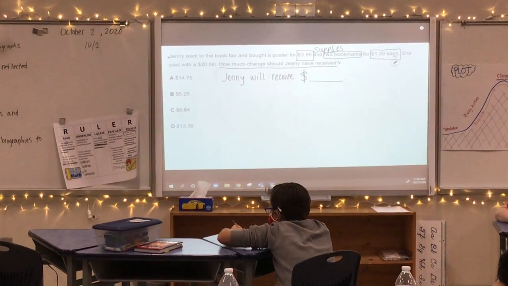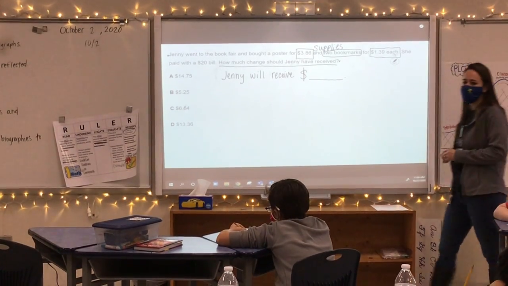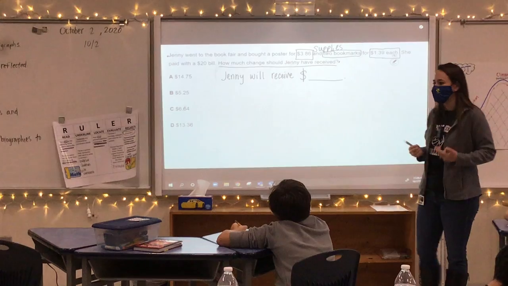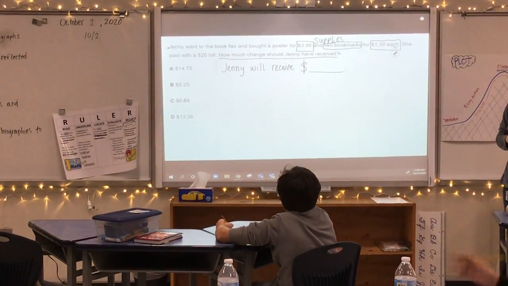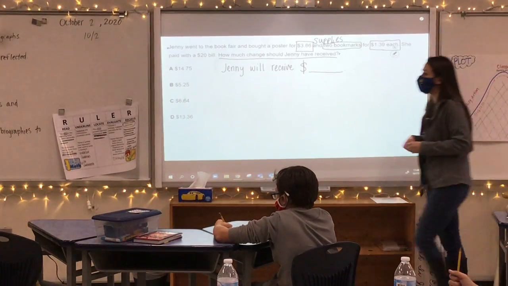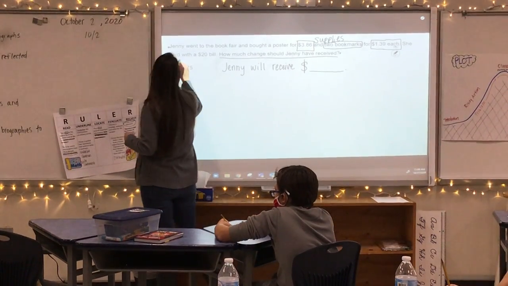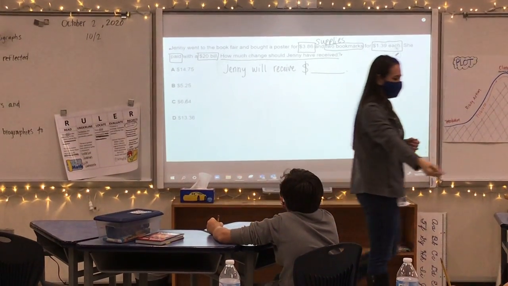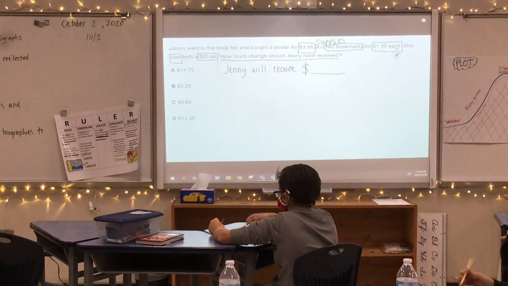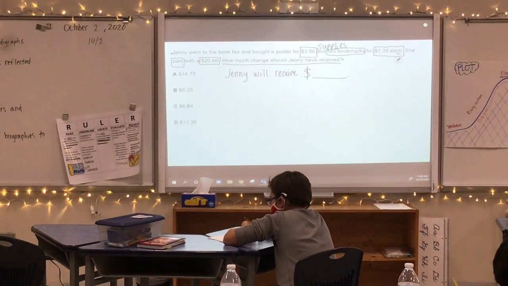How much change should Jenny have received? She paid with a $20 bill. Noah, is there any other information that is important that we should put a box around? $20 bill, right? She paid with a $20 bill. She gave a $20 bill and paid her total with a $20 bill.